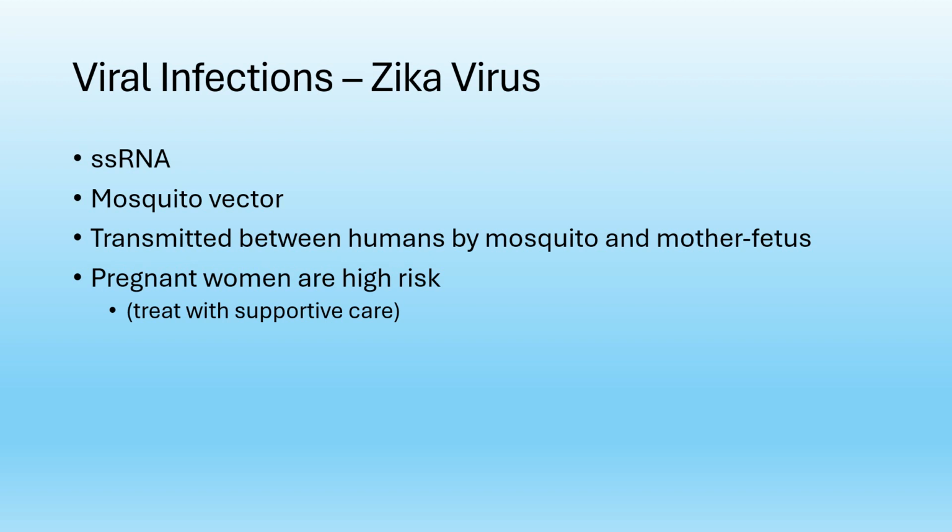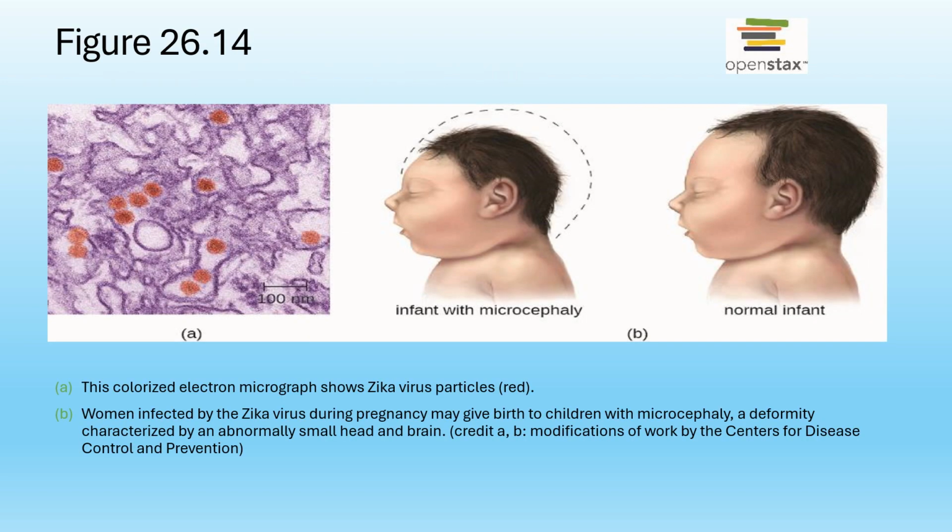The Zika virus is a single-stranded RNA virus. The mosquito is a vector. It's transmitted between humans. So one human is infected, a mosquito bites them, then it goes and bites somebody else, and that's the way it's transmitted. One of the concerns is certainly with pregnant women. Abnormalities have been found in the developing fetus, so that's why pregnant women are very high risk. You can treat with supportive care.